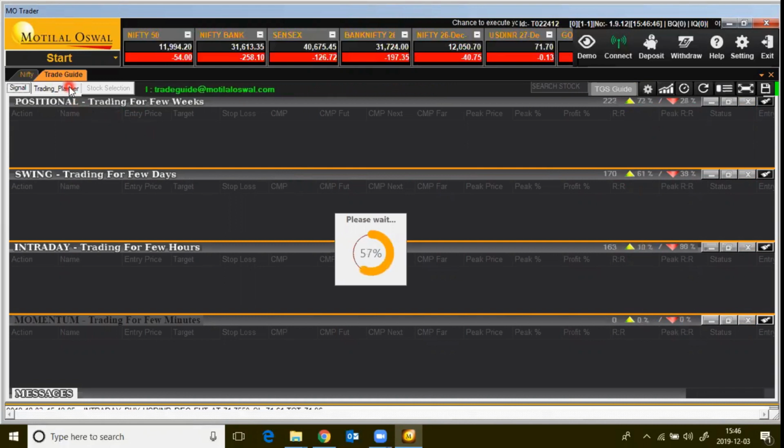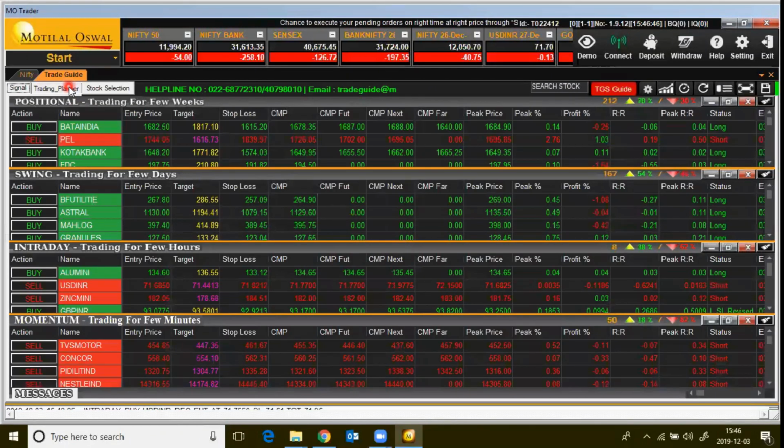So let the stocks get loaded. Now first we are going to understand why we are using the trading planner, what is the logic behind using the trading planner. What does the trading planner help us with? First we have to understand this, then only can we understand the logic behind it.